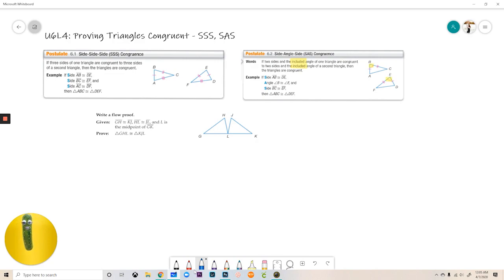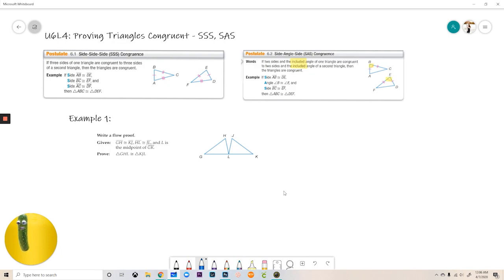So this is example 1 here. We are going to write a flow proof, which my class, if you can show me whichever way you want, you can write a flow proof, a 2-column proof, or a paragraph proof. That's all up to you. I just want to have you guys list out the logical steps and reasonings to prove each thing.